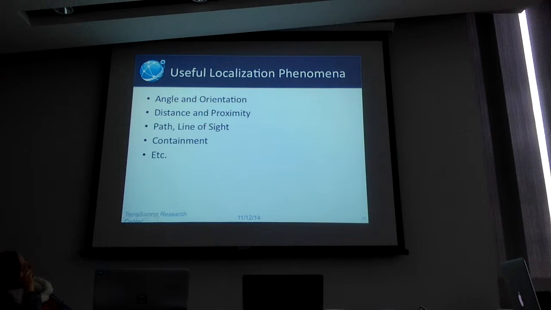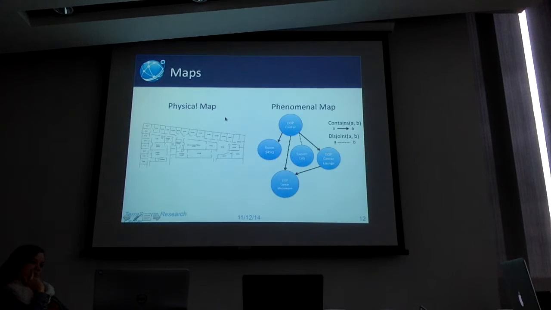So there are a variety of phenomena that are useful in localization, and this is a list of some of them. So angle and orientation matter, as do distance and proximity, path, line of sight, and containment too. But again, this is not meant to be an exhaustive list. I'll be saying more about each of these in a little bit. Just to be clear about what I mean by proximity, that means that we can bound the distance by some amount. So proximity of 20 meters means you're within at least 20 meters of the thing you're looking for.